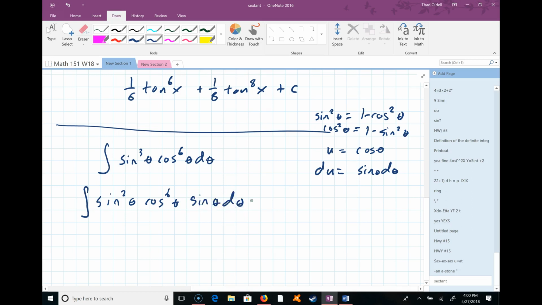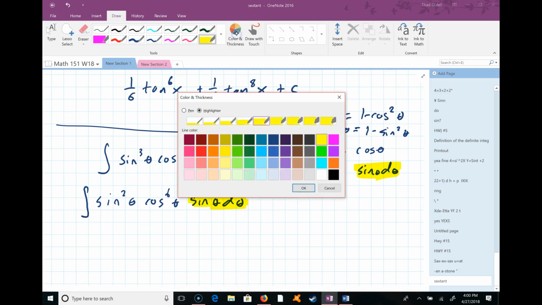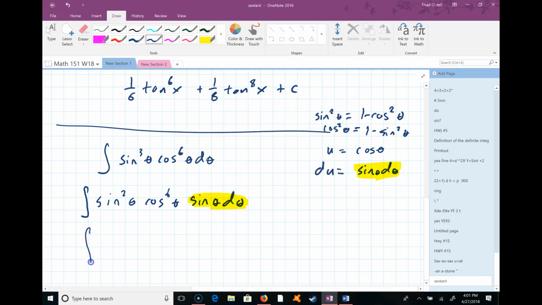Again, I'm just pulling this out so you can see the u. The du, notice that's exactly what I want right there. So I can see it, and that means everything that's left needs to be turned into cosine. So go back here and grab the purple. That means I'm going to rewrite this as 1 minus cosine squared times cosine to the 6th times sine theta d theta.